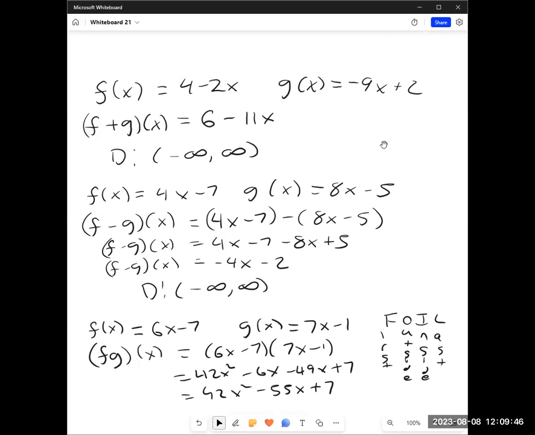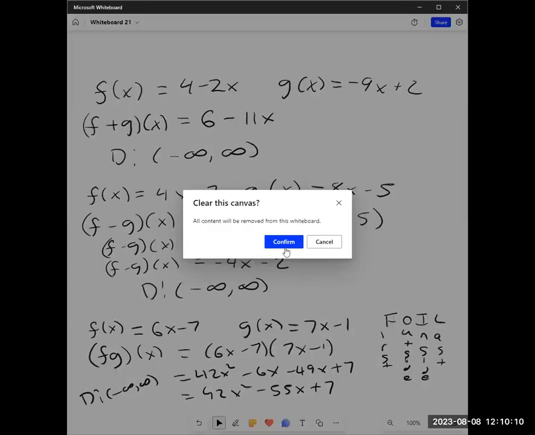Clearly, my domain on this one again is going to be negative infinity to infinity because there were no restrictions on the original functions, and there's no restrictions on the domain of this polynomial down here because there's no division by x, there's no x's inside of an even root, and there's no x's inside of a log. Let's clear my screen here.